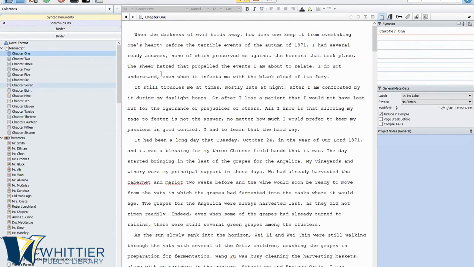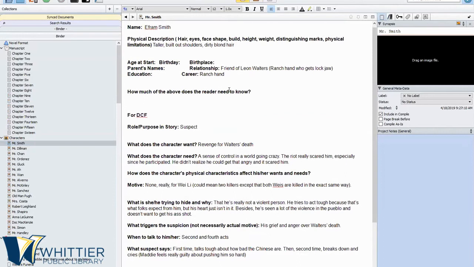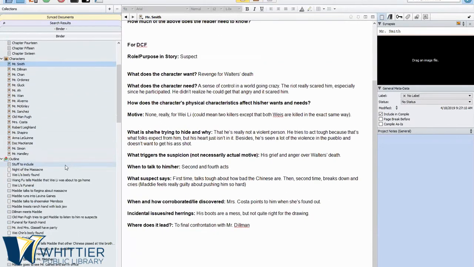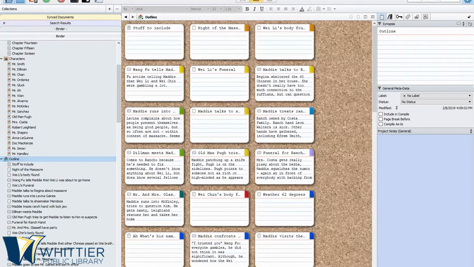Here's the texts, the actual text of the thing. Here's some character sheets that I did for the different characters so I could keep track of all those suspects. And here's the outline. Now, here's one thing that you can do with Scrivener. If you can see up here, you can look at it in different ways.